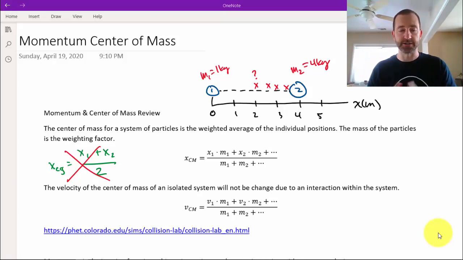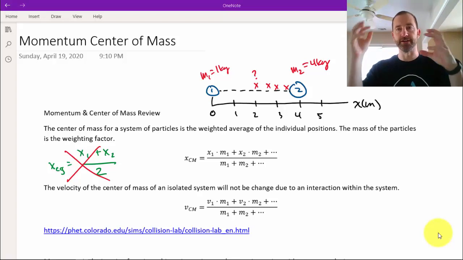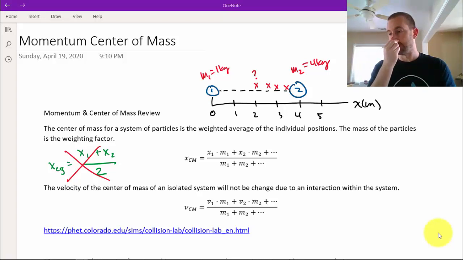Hopefully you had that experience as a kid. You know that you have to put that pivot point further over, because that heavier thing, if you put it as far out, is going to torque the system down. So you need the light object further out and the heavier object closer to the pivot, and then it can be balanced. So in the case of the center of mass, we have to weight this calculation for position.